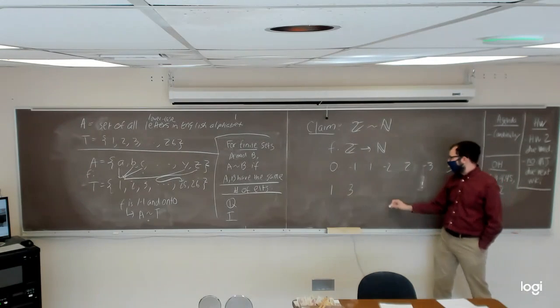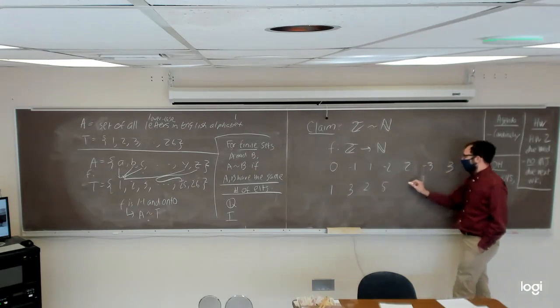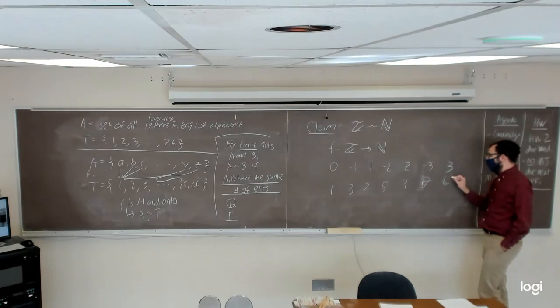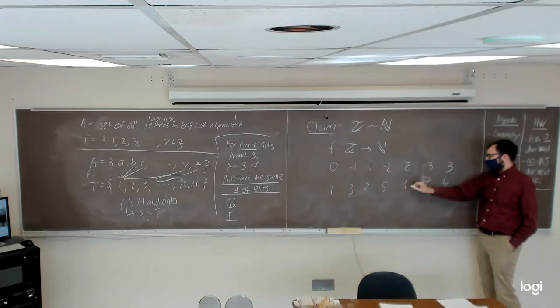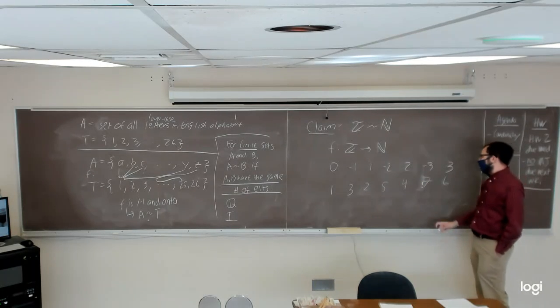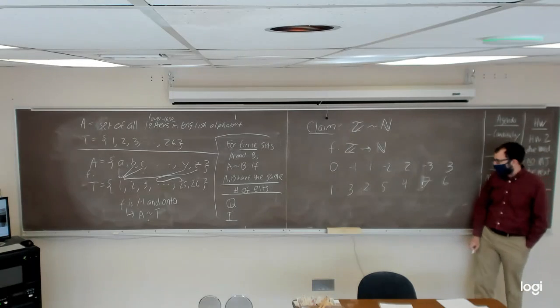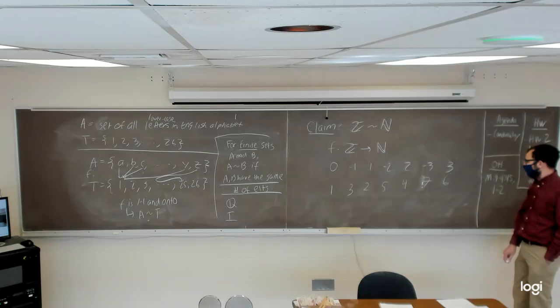1 maps to 2. -2 maps to 5. 2 maps to 4. -3 maps to 7. 3 maps to 6. And then, so each time you go from positive to negative, you increase by 3 and then go down by 1? You could say that. Well, the way I thought of it was you take the absolute value of a negative, multiply it by 2, and then add 1.